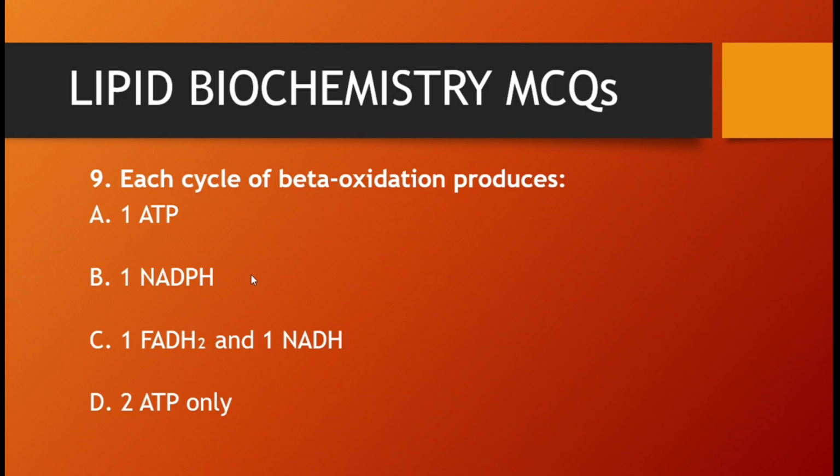1 ATP. B. 1 NADPH. C. 1 FADH2 and 1 NADH. D. 2 ATP only. Which do you think is the answer? The correct option here is C. 1 FADH2 and 1 NADH.